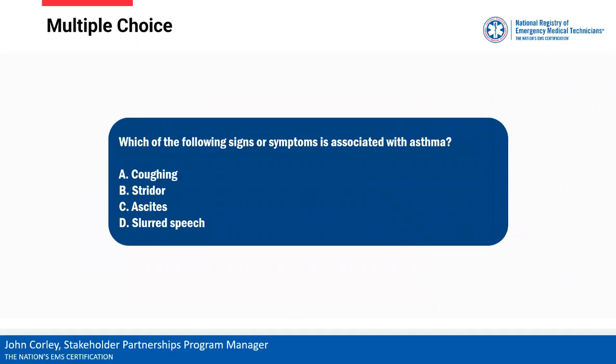So here it is in practice. Which of the following signs or symptoms is associated with asthma? And then the candidate would simply select the correct answer. There's always going to be 3 here that are incorrect and 1 that is correct.